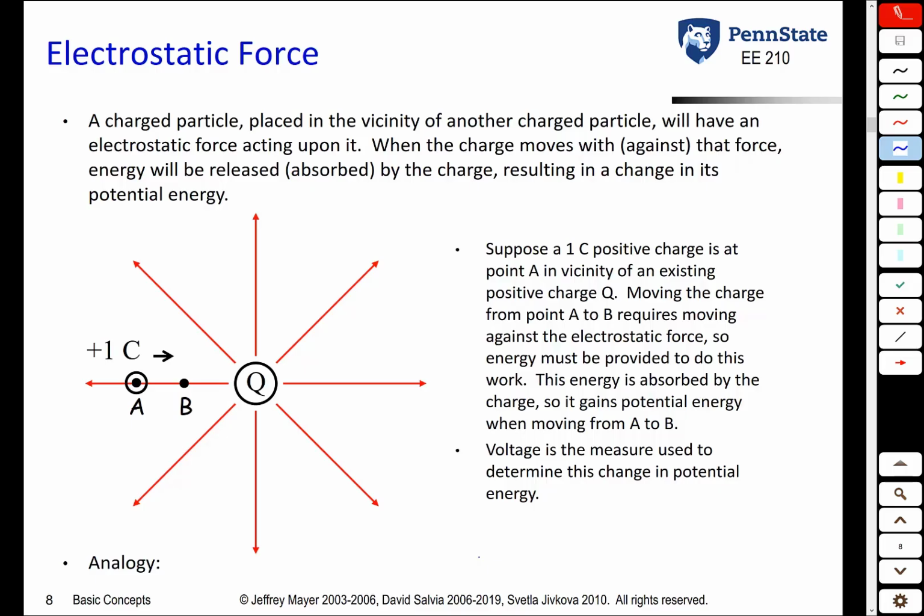Before we talk about voltage, though, we want to talk about electrostatic force, which is a very similar concept, a topic that you probably learned about in Physics 212, your electromagnetics course. Electrostatic force, in basic terms, is electrical pressure.